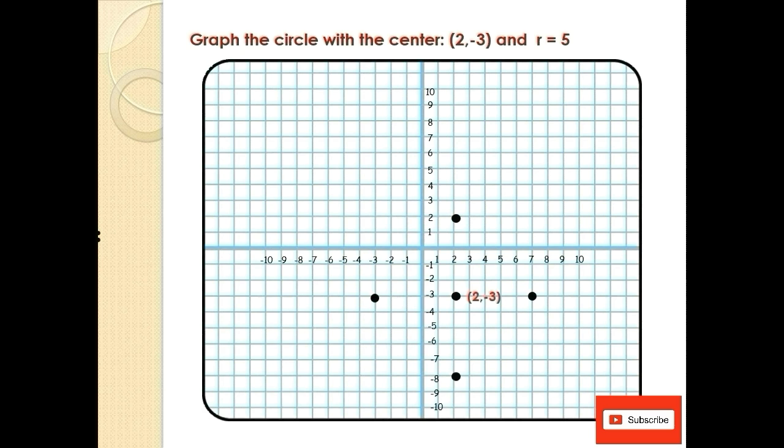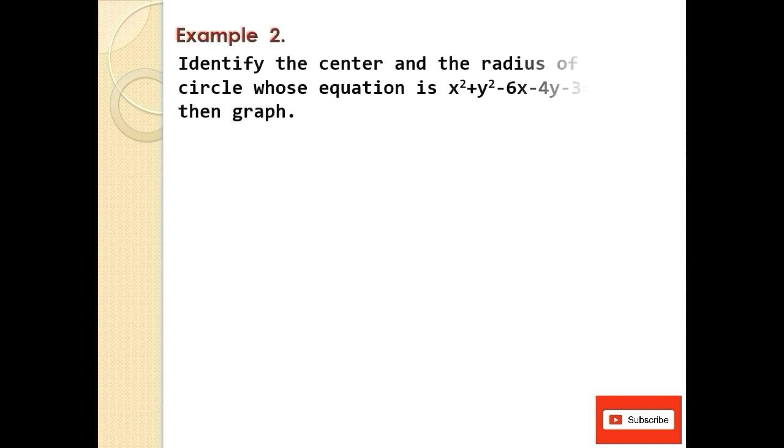Now, let us draw our circle by connecting all the dots. So there you have it. We now have our circle with center positive 2 and negative 3 and radius of 5 units. Very simple, right? Let us have another example.